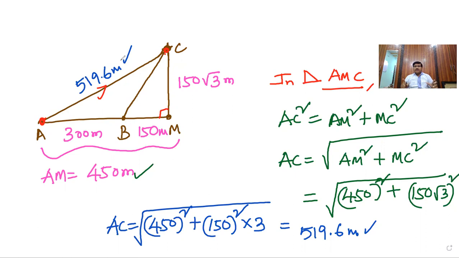Very simple fundamentals. By looking at the geometry of the figure, you can make a right angle triangle. From there, the hypotenuse is calculated by using Pythagoras theorem. Hope you have understood very well.